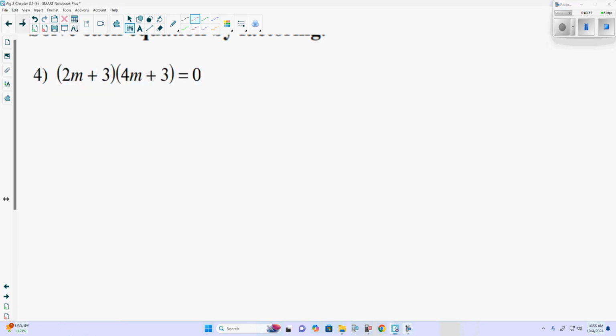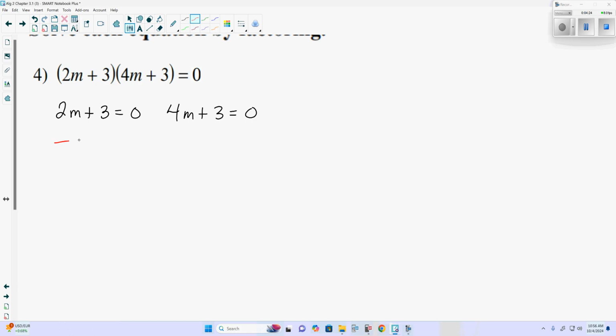Well, let's look at the next one. So this here, again, we have two things being multiplied together that equal 0, so one of them must be 0. So that's telling us that either 2m plus 3 is equal to 0, or 4m plus 3 is equal to 0. We have one of these two statements, and again, we just need to solve.